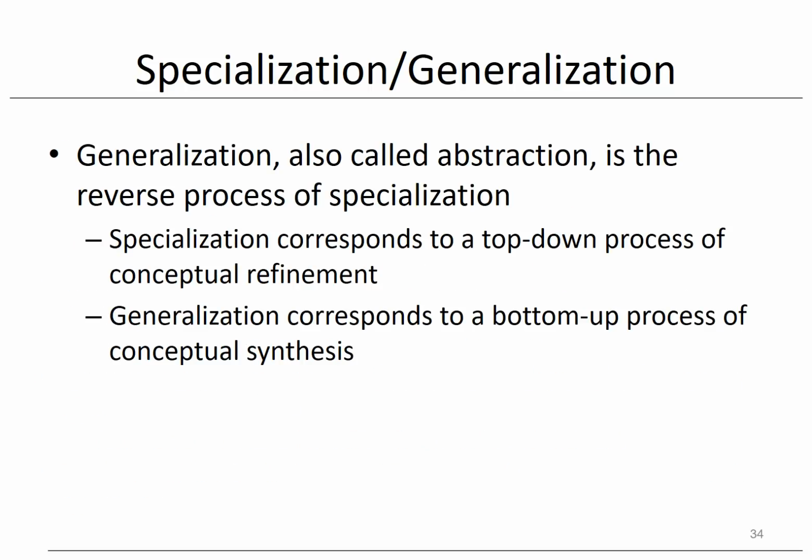Generalization, also called abstraction, is the reverse process of specialization. Specialization corresponds to a top-down process of conceptual refinement. As an example, the artist entity type can be specialized or refined in the subclasses singer and actor. Conversely, generalization corresponds to a bottom-up process of conceptual synthesis. As an example, the singer and actor subclasses can be generalized in the artist superclass.